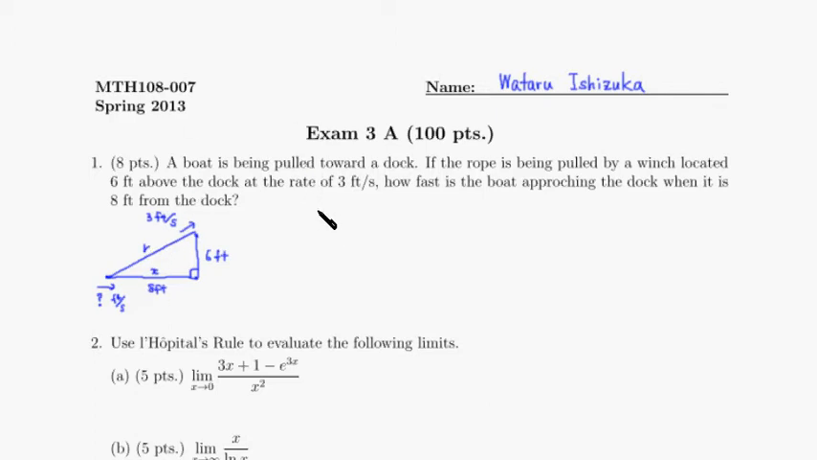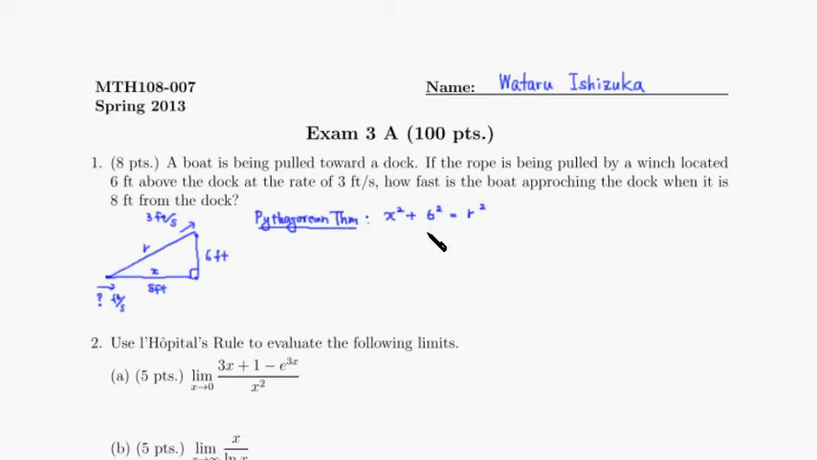By the Pythagorean theorem, we can set up an equation: x squared plus 6 squared, which is fixed, the height of the winch, equals r squared. So that's the equation.